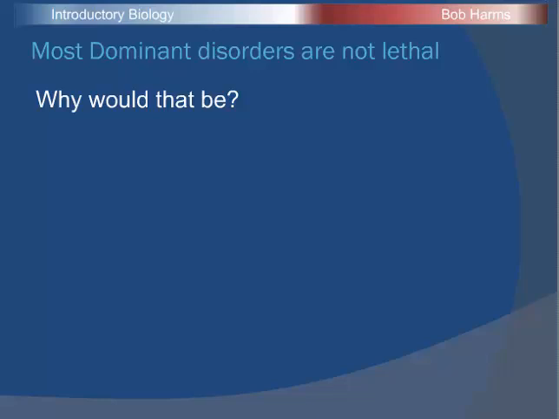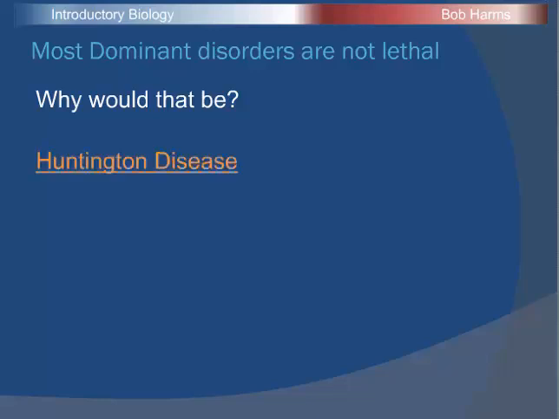Okay? And hopefully if you think about it, that makes sense why that would be, right? If big A was lethal, especially early in life, then if someone had big A, they would never survive to pass on the big A. And so we wouldn't see that big A or that disease in the population very long. It would disappear very quickly. And so most of these dominant disorders are more quality of life and not necessarily life-threatening disorders.